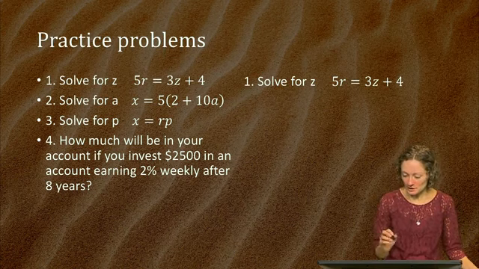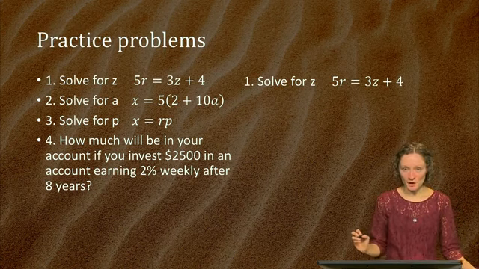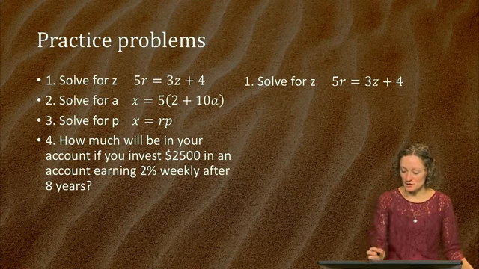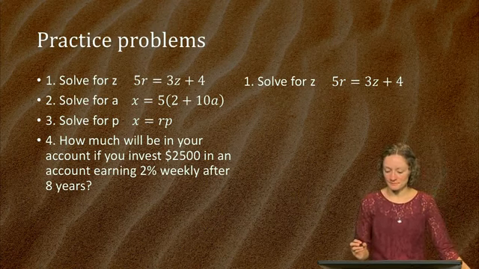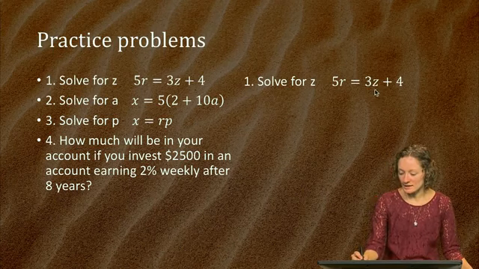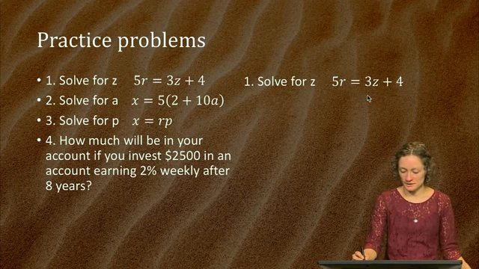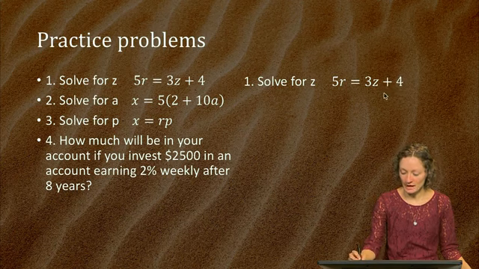Okay, let's look at the first one. You've gone through them all. You have all your solutions. Let's compare notes. So the first question says solve for z. Here's z. We want to isolate it. There's no distributing, no combining like terms. We're undoing operations. So we have 3 being multiplied by z and 4 being added. Undo addition subtraction first.